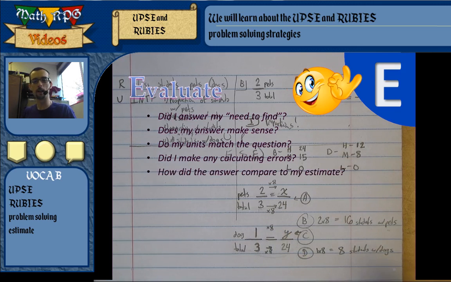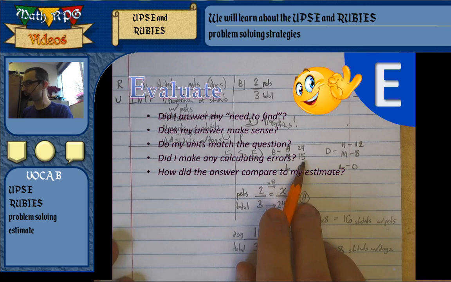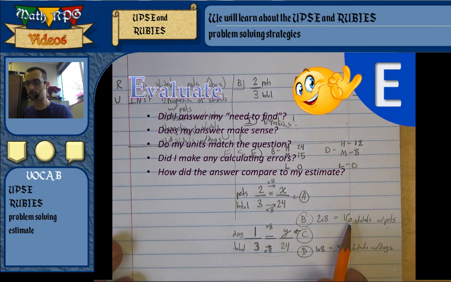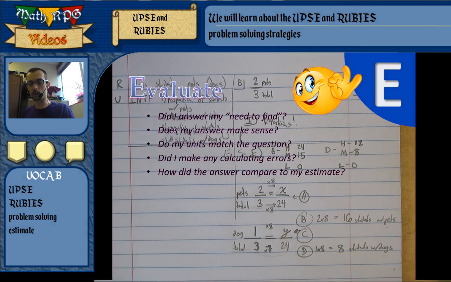Everything works there. How did the answer compare to my estimate? I remember when I just guessed, I said it'd be about 15 kids with pets. My answer was actually 16. I was really close there. And oh, look, my estimate for my dogs was 8, and I was exactly on. So my estimate was really good. That lets me know that I'm on the right track here. Did anything fail while I was working?